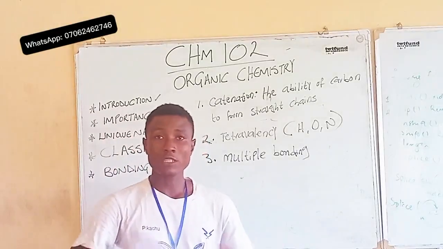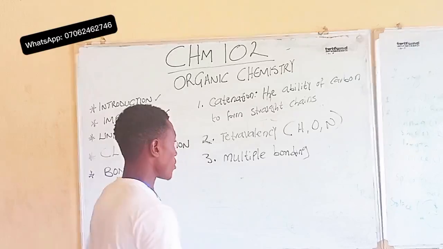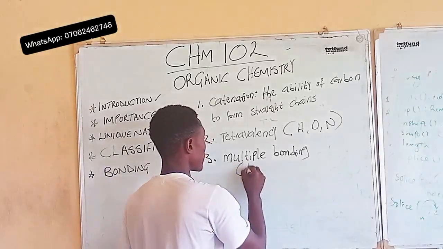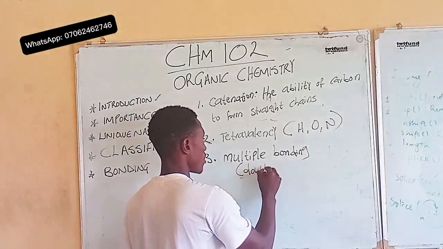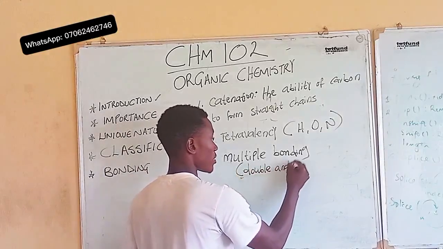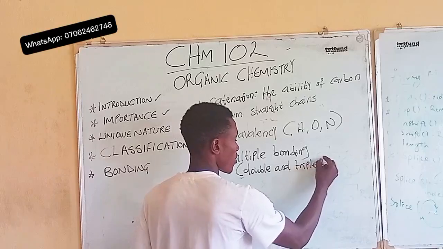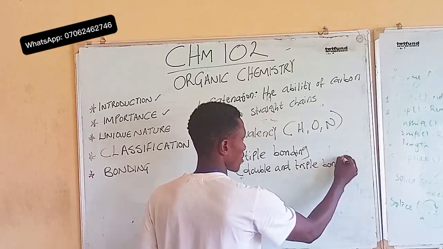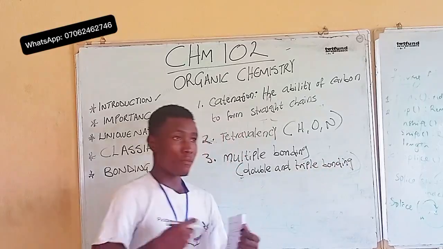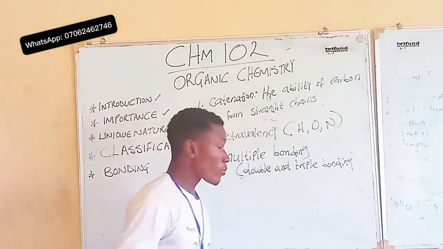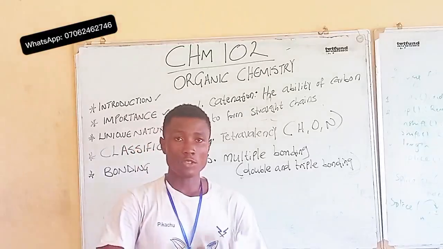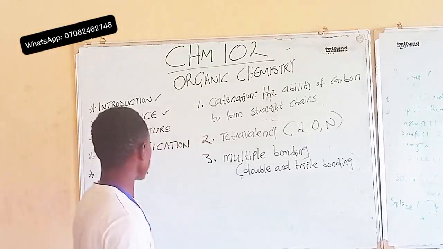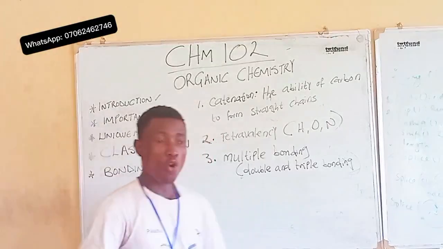So the multiple bonding, which is a unique property of carbon, is simply talking about the double bond and the triple bonding. You have the multiple bond, which is the double bond and the triple bonding. So that is just concerning the unique nature of carbon.